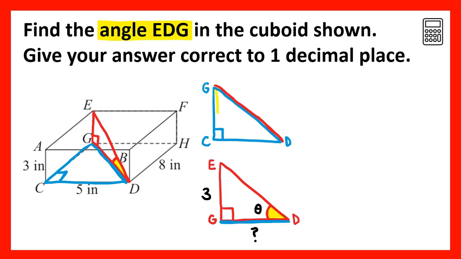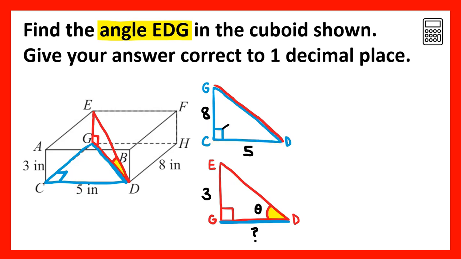From the blue triangle, I know that the length GC is the depth of the cuboid, which can be found here, which is 8 inches. And I know that the length that goes from C to D runs across the width of the cuboid, which is given here as 5 inches.